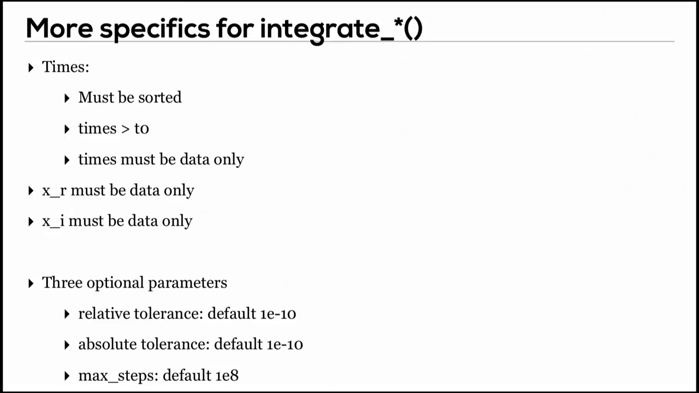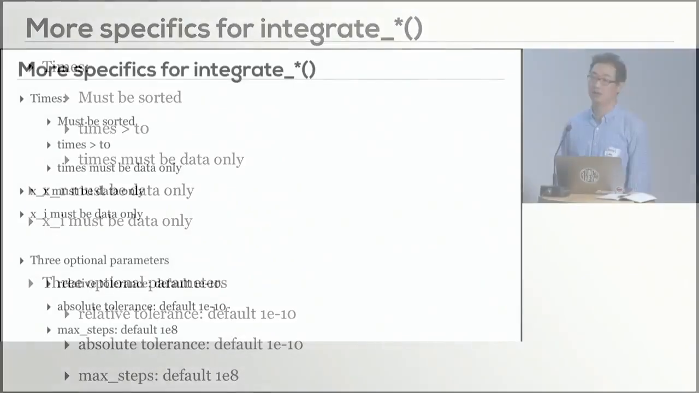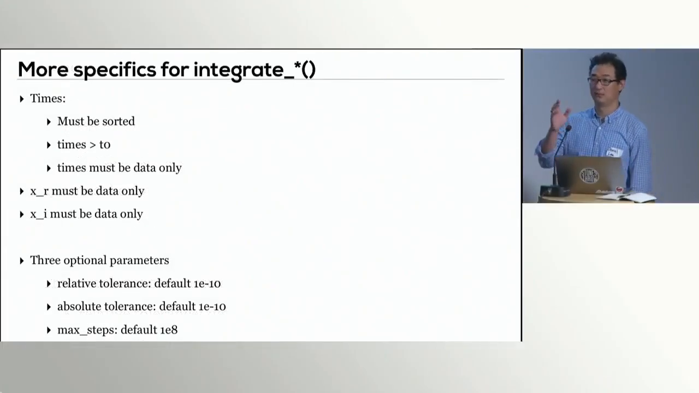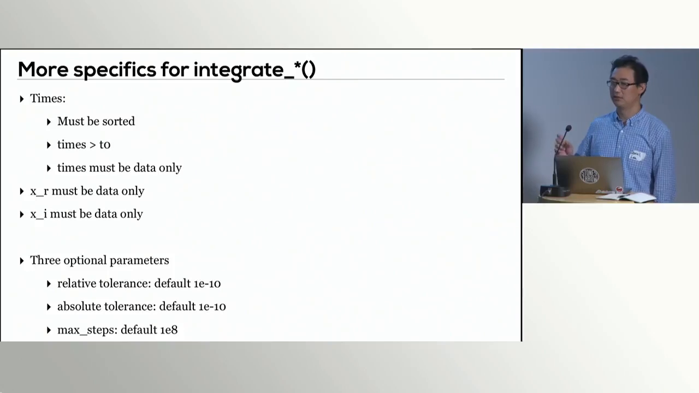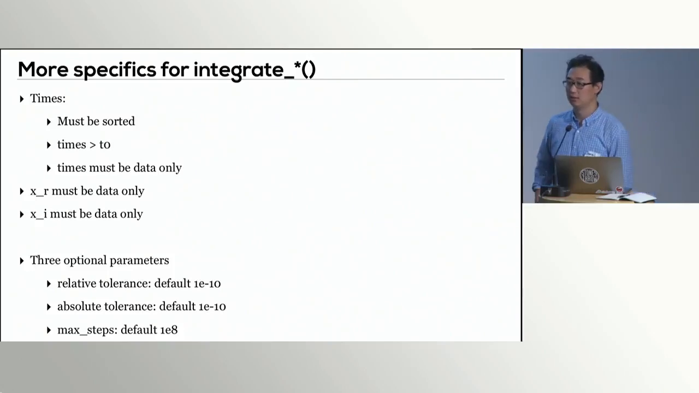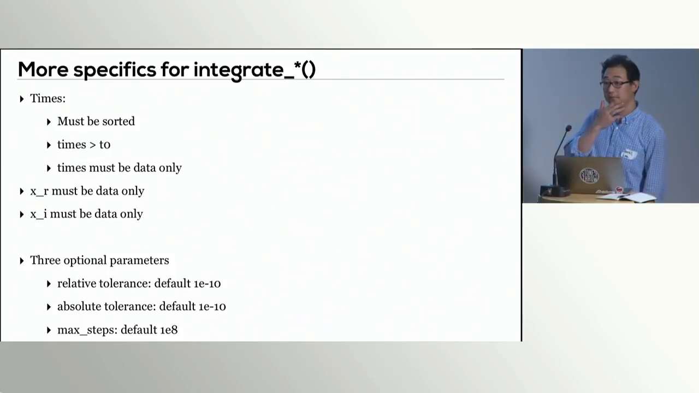The times, what I didn't mention was that the times must be sorted. They have to come in order. So the first element of times has to be smaller than the second, third. I believe that they can't have duplicates right now. That might be something we can relax later, but right now everything has to be strictly ordered. Yes? They have to be evenly spaced? No. Nothing about even spacing, it's just that the first value has to be smaller than the second.